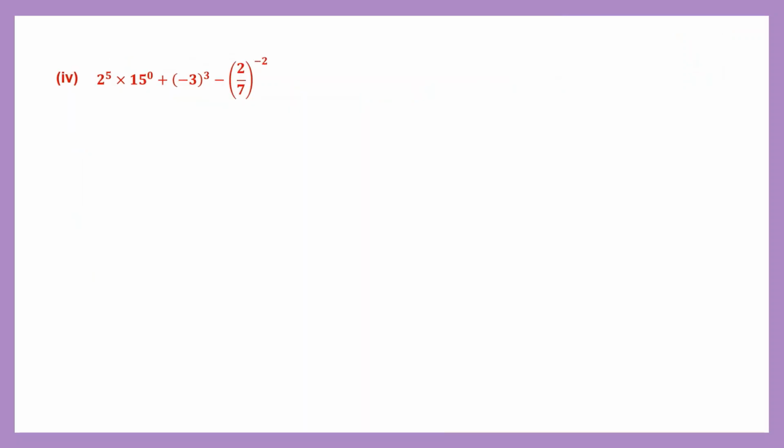1468. Question 4. 2 to the power of 5 into 15 to the power of 0 plus minus 3 raised to the power of 3 minus 2 by 7 the whole raised to the power of minus 2. Okay, first let's begin by expanding this. So this becomes 2 raised to the power of 5 means 5 times 2 into 2 into 2 into 2 once more into 2. Then 15 to the power of 0. Any number to the power of 0 is 1. Then we have plus. Minus 3 raised to the power of 3 means we multiply minus 3 3 times. So minus 3 into minus 3 into minus 3.